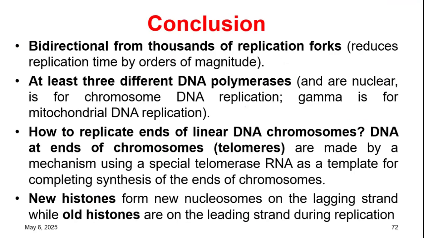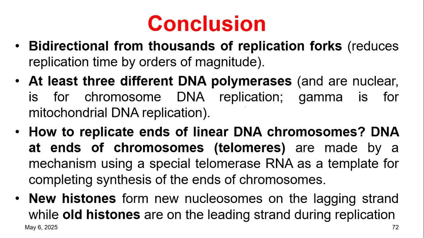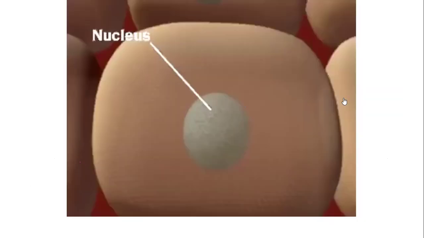You can take some time to look at the conclusion. It is bidirectional, with at least 3 different DNA polymerases, as we have seen. And then replicating the ends of the linear DNA chromosome, and the DNA at the ends of chromosomes are telomeres. Then new histone proteins will be produced and associated in the eventual formation of our final molecule.